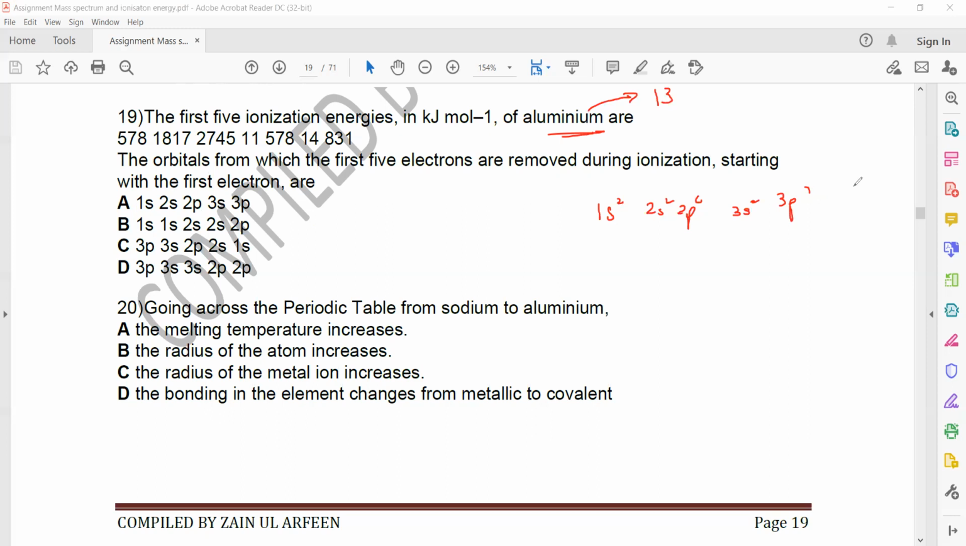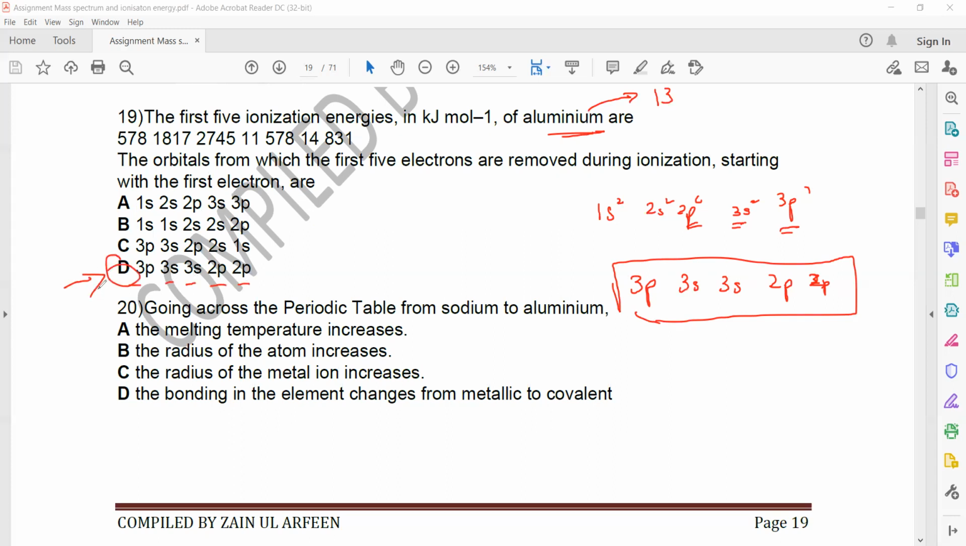So when we remove electrons, they are always removed from the outermost shell first. The first electron will be removed from 3p. Then the second electron is removed from 3s. Then another electron also from 3s. Then an electron is removed from 2p, then another electron also from 2p. So this will be the order of removal of electrons, the outer shell first: 3p, 3s, 3s, 2p, 2p. So D will be the right answer.